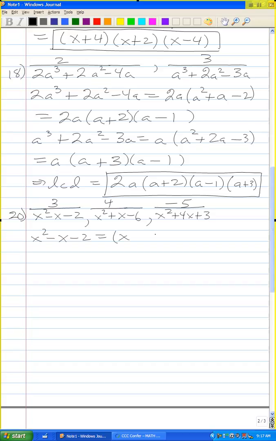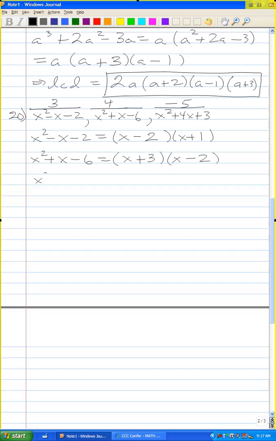This is a monic polynomial, so I can factor it as follows. I have a minus sign, so let's bring down the minus. Times minus is plus. I want two whole numbers whose product is 2 and whose difference is 1. So 2 and 1. X squared plus x minus 6: again, this is a monic polynomial. Bring down the plus. Times minus is minus. I want two whole numbers whose product is 6 and whose difference is 1. 3 and 2. And lastly, let's factor x squared plus 4x plus 3.